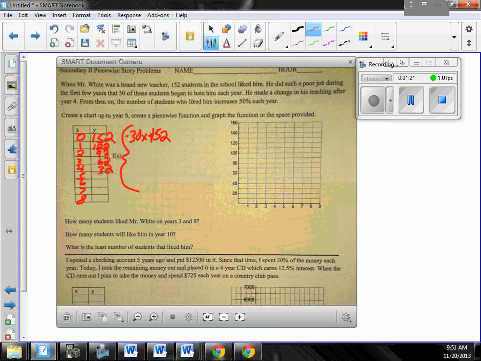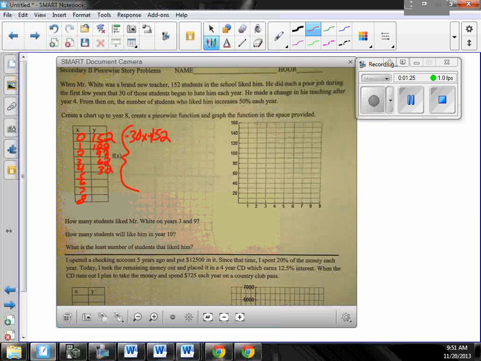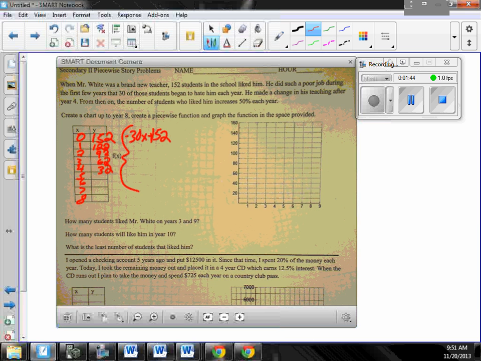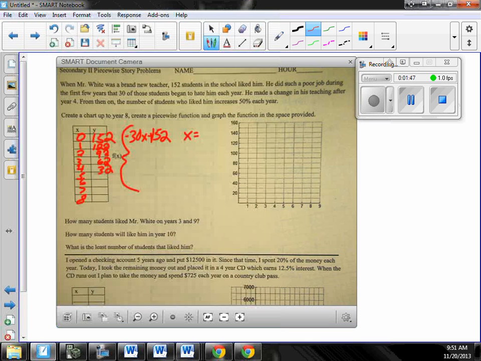What are the x values for which this function is valid? From, not 1, from 0 to 4. So it says that that pattern continues until year 4. So I'm going to write x equals 0 to 4.